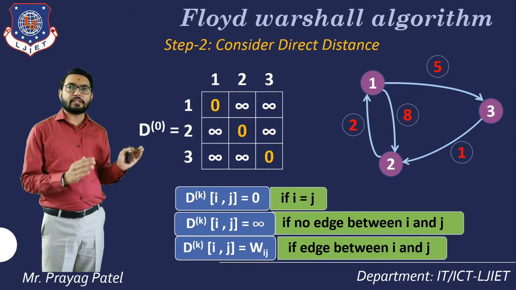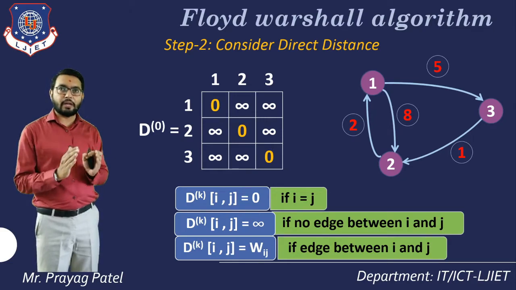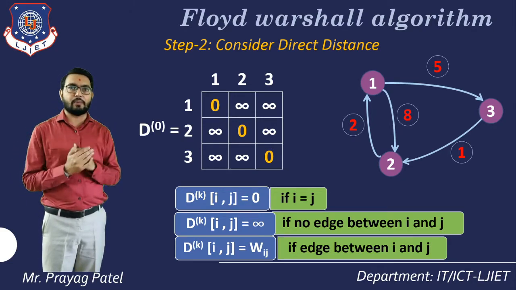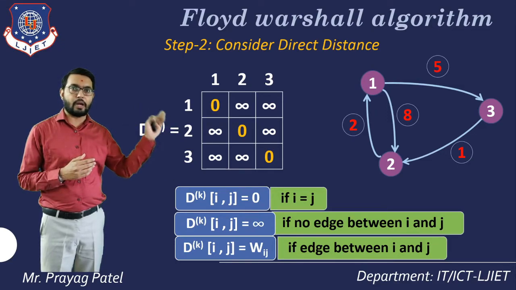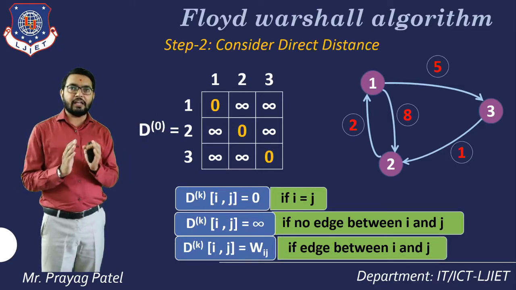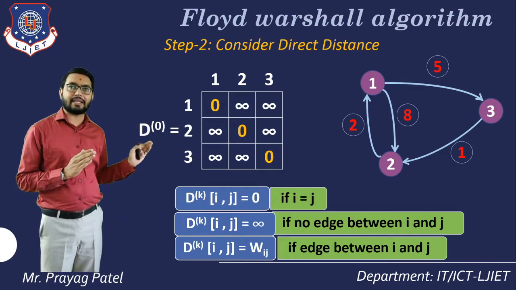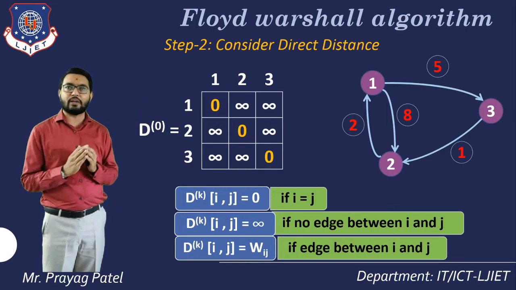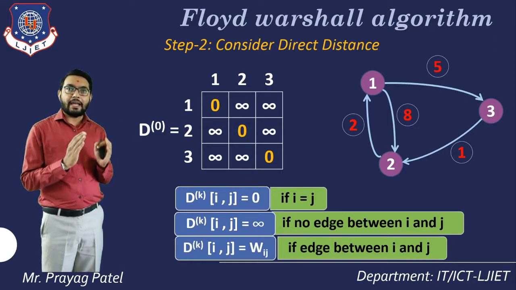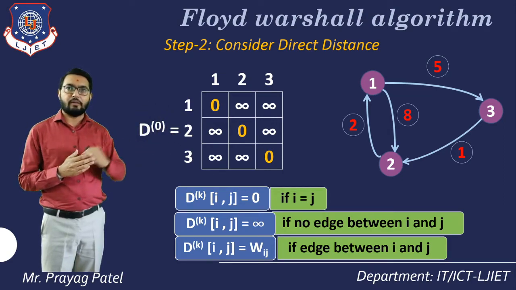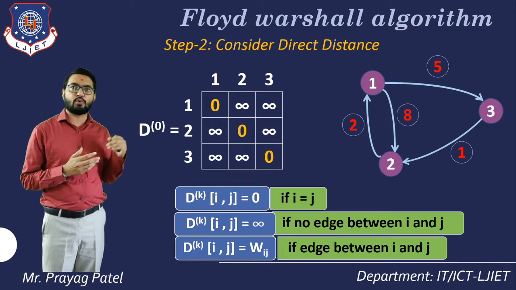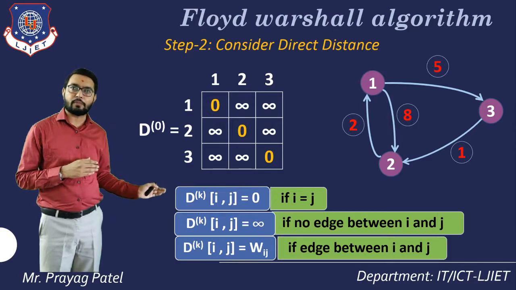Now consider the size of the table. How many rows and how many columns are in this table? Consider the total number of nodes in the given graph. Here there are a total of 3 nodes in the given graph: node number 1, node number 2 and node number 3. So consider 3 rows and 3 columns. Our table size equal to 3 cross 3, or matrix size equal to 3 cross 3. Now i equal to j means block 1 1, block 2 2 and block 3 3, the main diagonal. The value of 1 1, 2 2 and 3 3 equal to 0 according to the first formula.